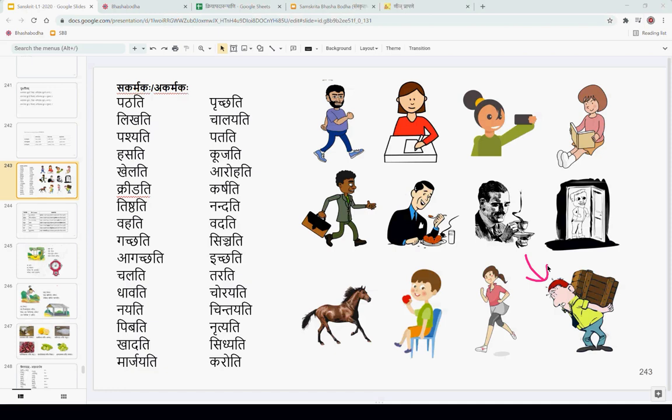From this only we have the word called sammarjani, one of the very introductory words we saw. Sammarjani means the broom, the one with which we clean the house or the floor. With this word the marjayati word has been derived. So is it sakarmaka or akarmaka?